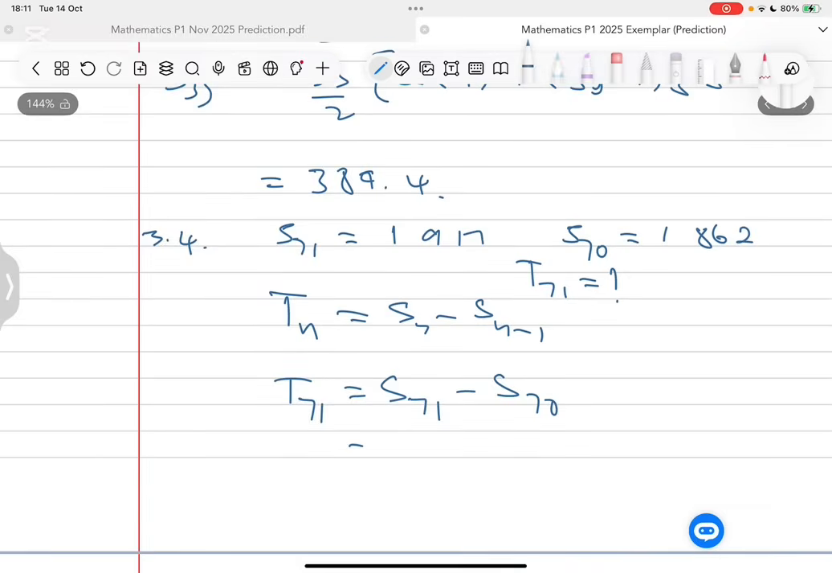But we have all these numbers. The sum of the first 70 terms is given by 1862, and the sum of the first 71 terms is 1960, so 1960 minus 1862. And when you do that operation, it should give you 98. I get a 98. So the 71st term would be 98.